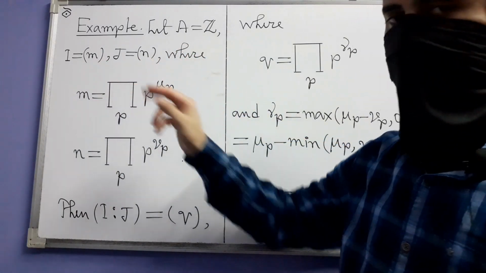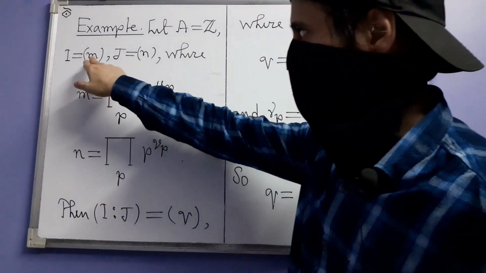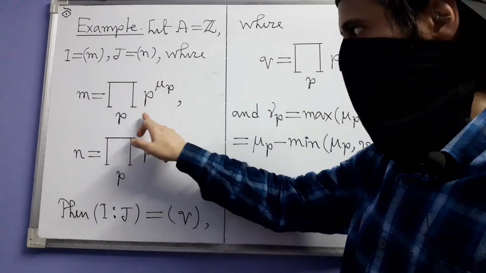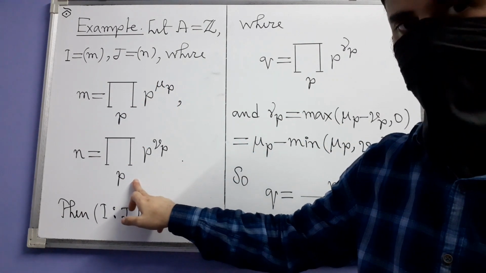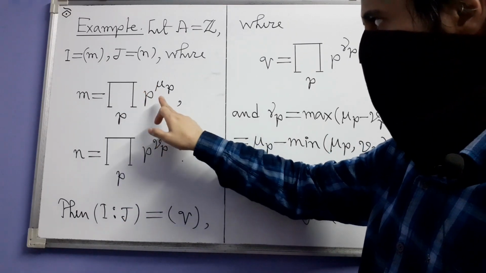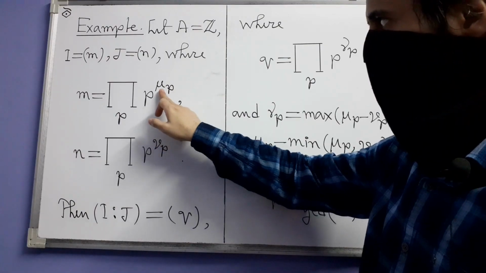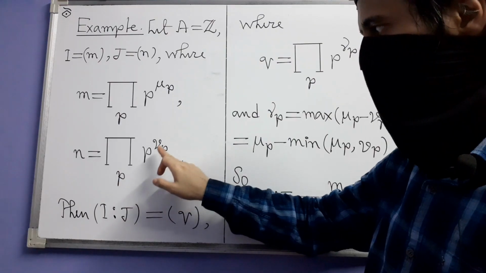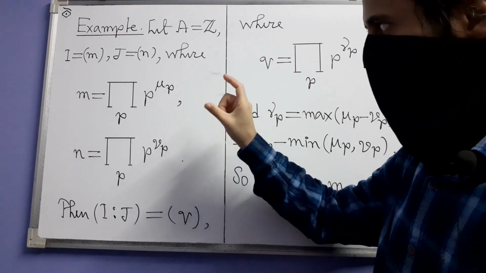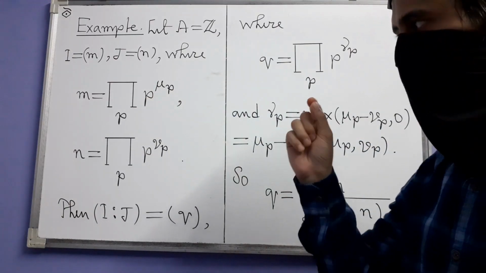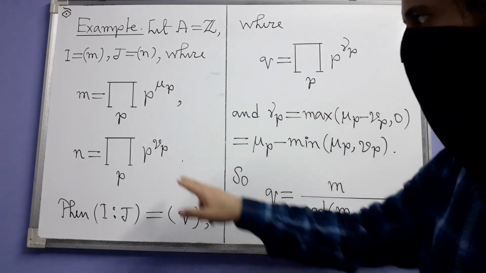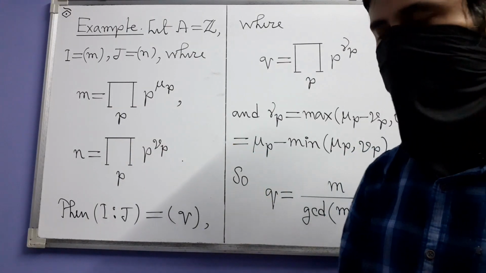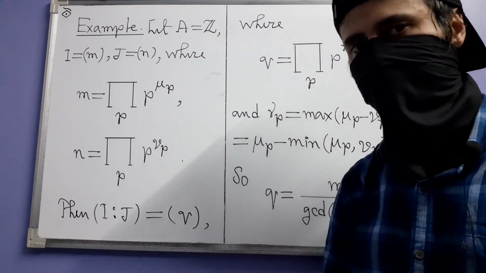So each one of them will be generated by a single integer, and say the generators are respectively m and n, where it's also given that m and n have these prime factorizations. m is the product of some primes where the exponent of p is mu p, and n is the product of some primes where the exponent of p is nu p. Now looking at the notation, you may get confused at first. It is not given over which set this p is varying. So what should you think of this p?